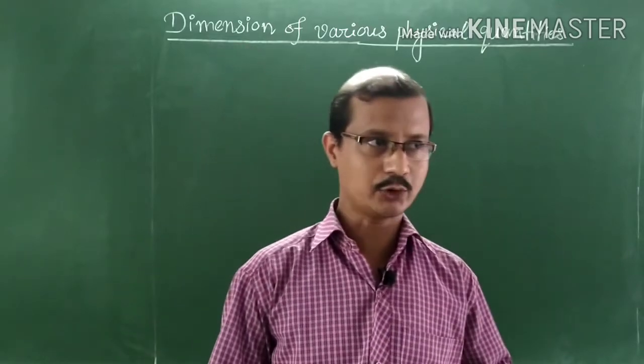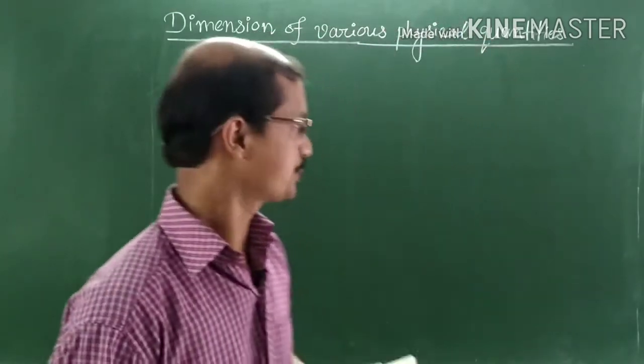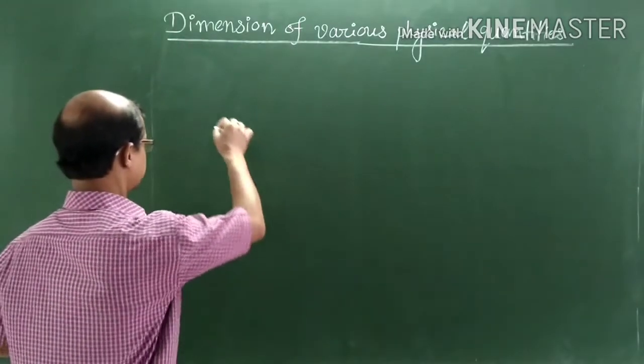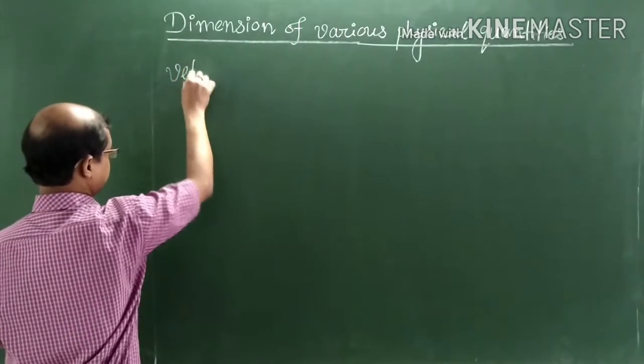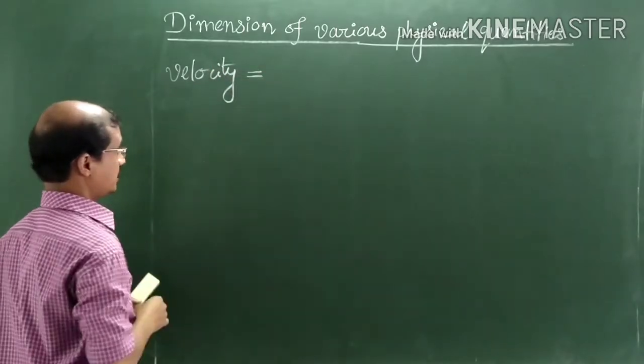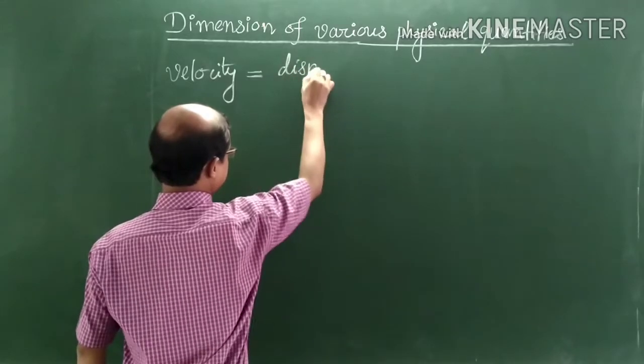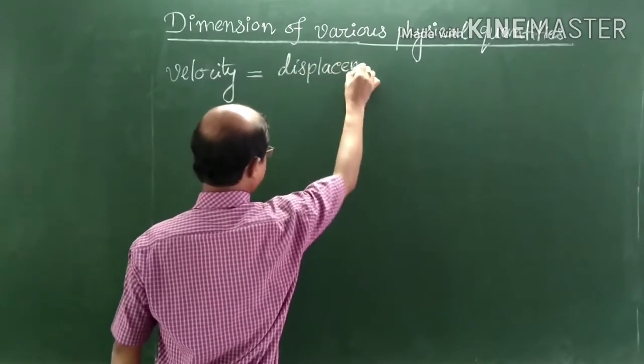First I am going to derive dimension of velocity. As you know, the expression for velocity is displacement by time.